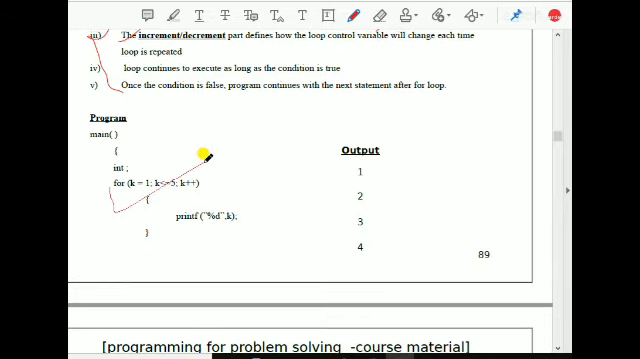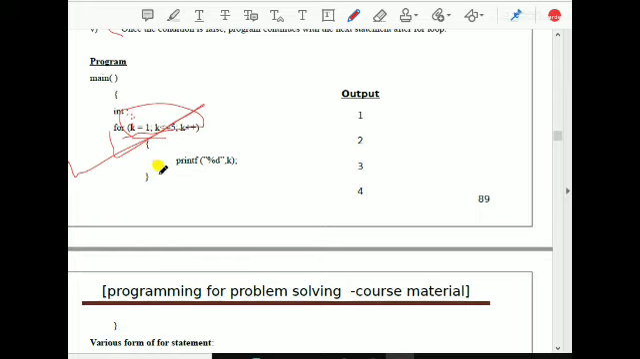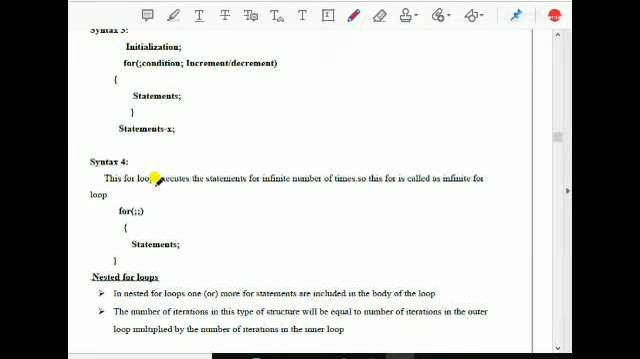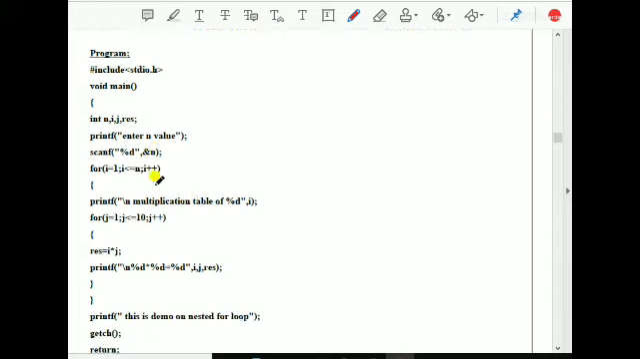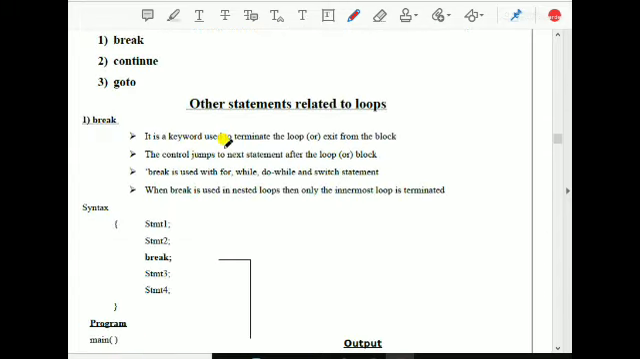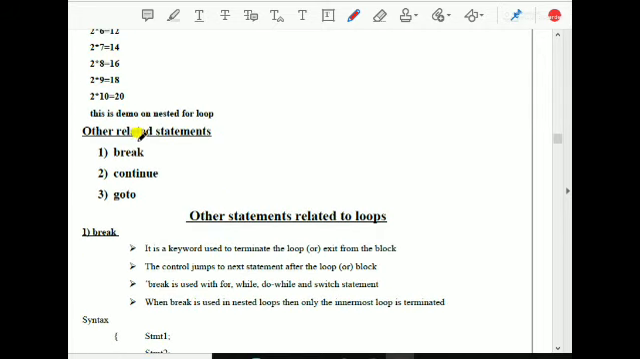If you want to write a program for the for loop, I know you can easily write it, because we have done many programs with for loop. Remove k and in place of k you can write i, then you can easily write. See here, that is also over, and don't write all these. So I think today we have completed 5 questions, and other related statements are break, continue and goto.